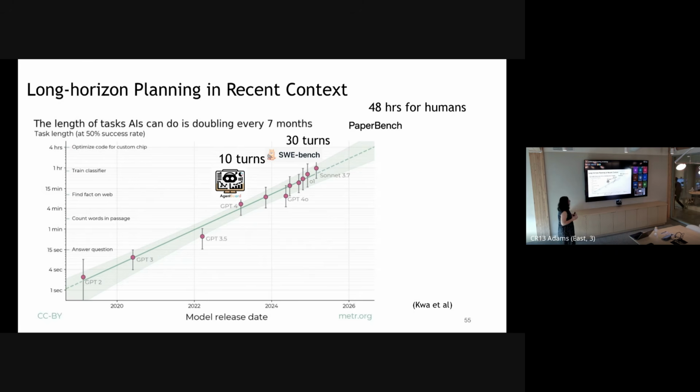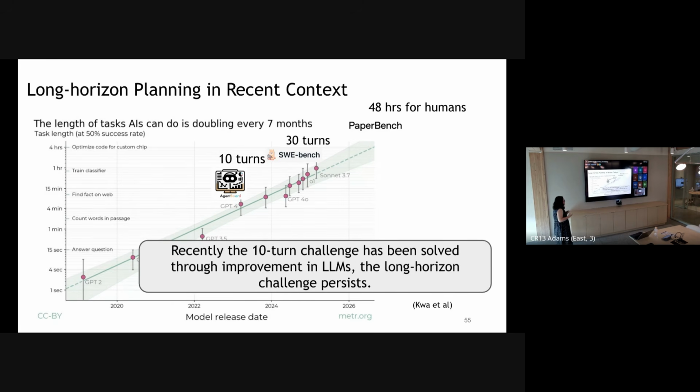For instance, there is a new benchmark proposed by OpenAI, which is called PaperBench. They ask the models to do machine learning research on their own. And this kind of task needs more than 48 hours even for humans. So now, despite the 10-turn challenge having already been solved, we still have this kind of long horizon challenge, and we need more principled models to be able to achieve this.